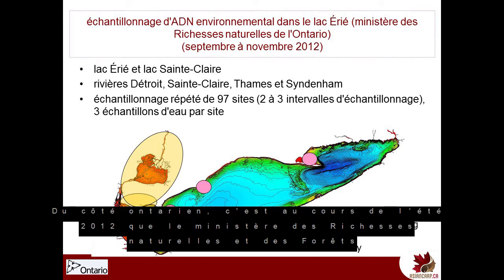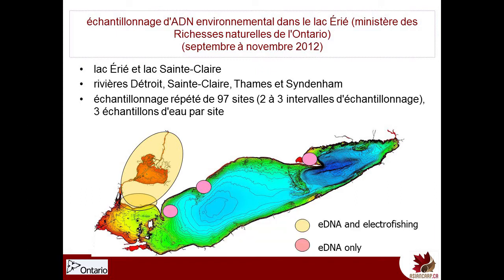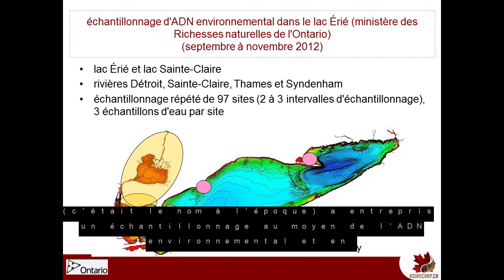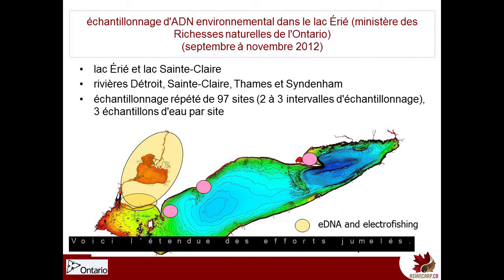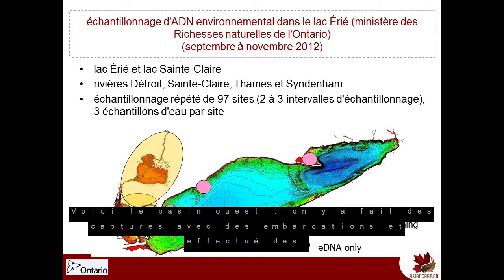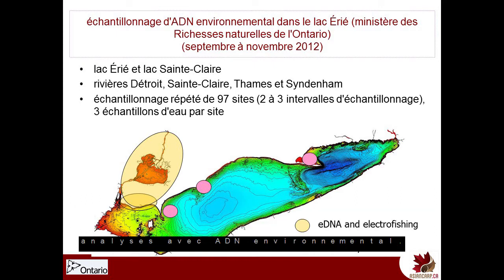Now, on the Ontario side, the news about this came to light during the summer of 2012, and the Ministry of Natural Resources and Forestry, sorry, it was the old name at the time, launched a bit of a sampling effort using both environmental DNA and also going out with boats and electrofishing for them. And this shows the combination of efforts. So in the Western Basin, it was both boats and eDNA.